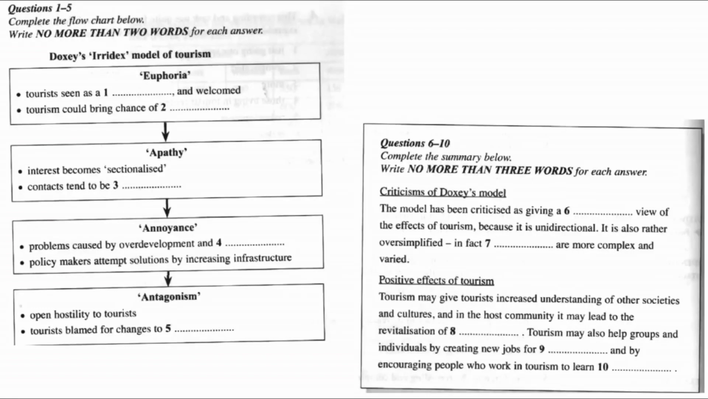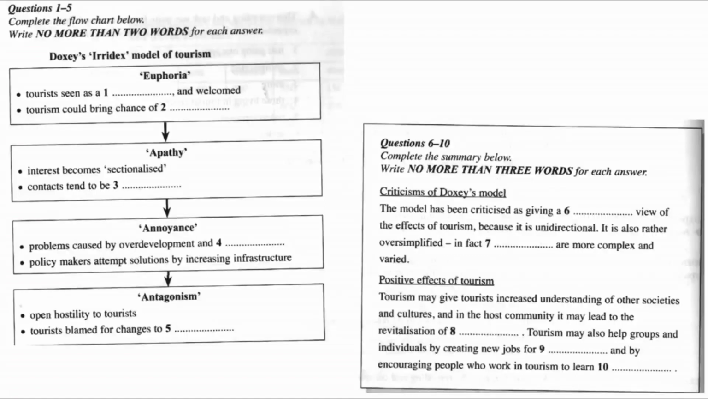Well, this sort of pathway is certainly a fairly good reflection of what happens in some tourist destinations. But Doxey's model has drawn a number of criticisms. The most significant is that it suggests a very negative attitude to the socio-cultural effects of tourism. The fact that the model is unidirectional, that it only works in one direction, seems to suggest that decline in the host-visitor relationship is inevitable.